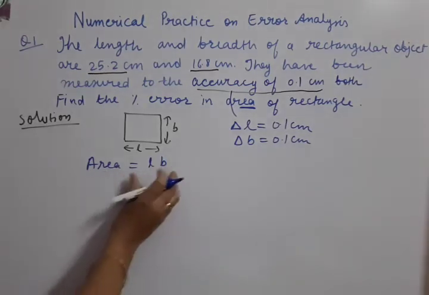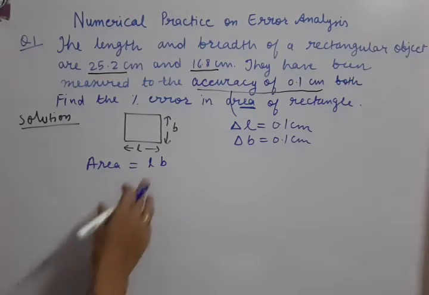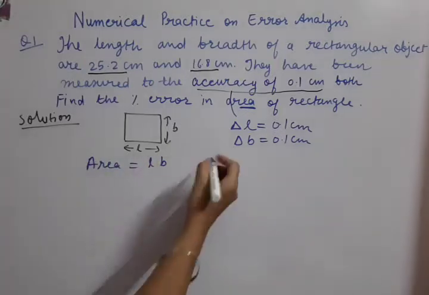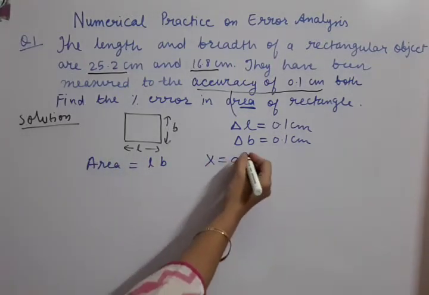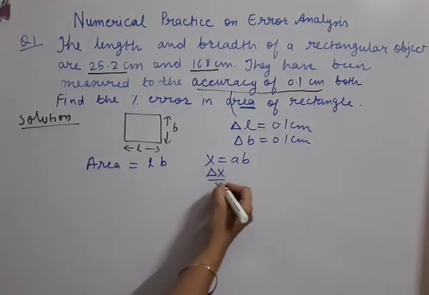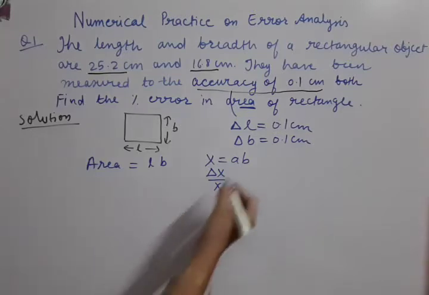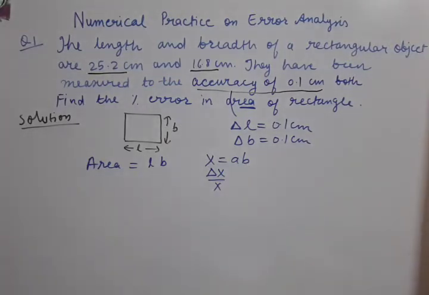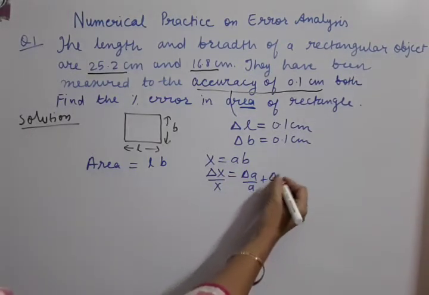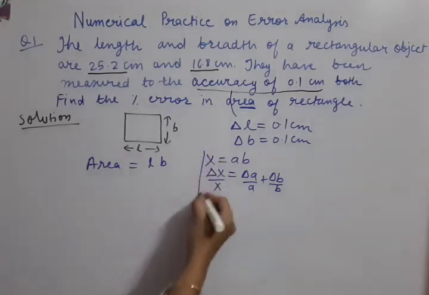After that you have to see the operation. That means length into breadth is there, so this is the multiplication operation. After that the next step is that you have to write the error expression for that operation. Now we have already studied one thing. If x equals a into b, then in multiplication operation, the relative errors are added. So this is the error expression for multiplication operation.